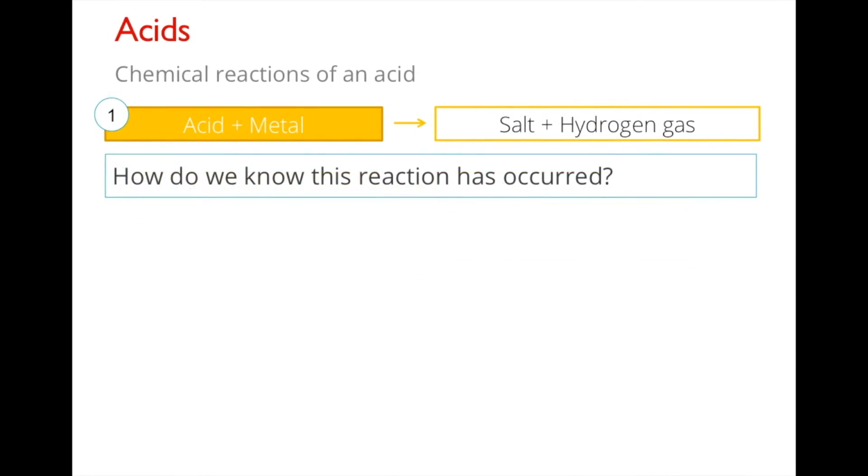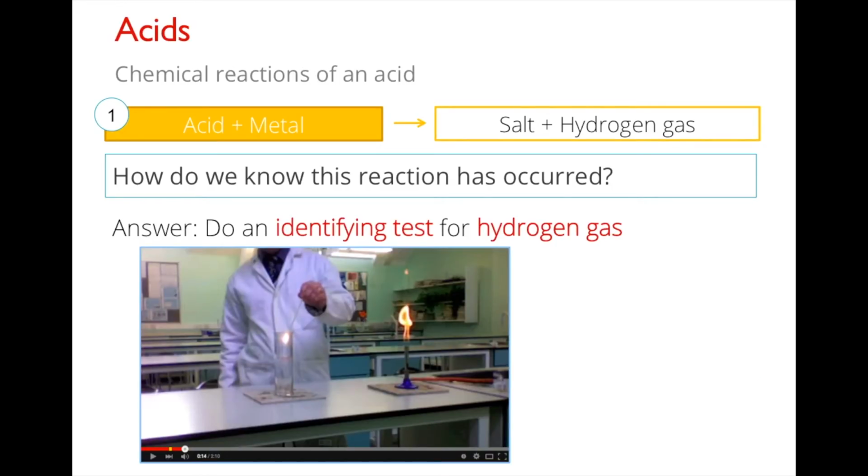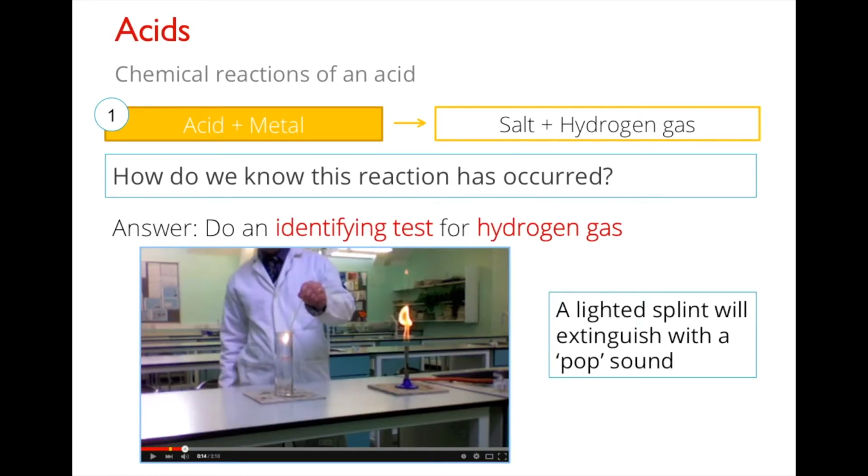Okay, so acid plus metal gives me salt and hydrogen gas. How do we know that this reaction has occurred? Very simple. We do an identifying test for hydrogen gas. Okay, so if you recall, we actually did it in the lab during the practical. The lighted splint will extinguish with a pop sound. Okay, it is important that you memorize this wording because it is specific to hydrogen gas.